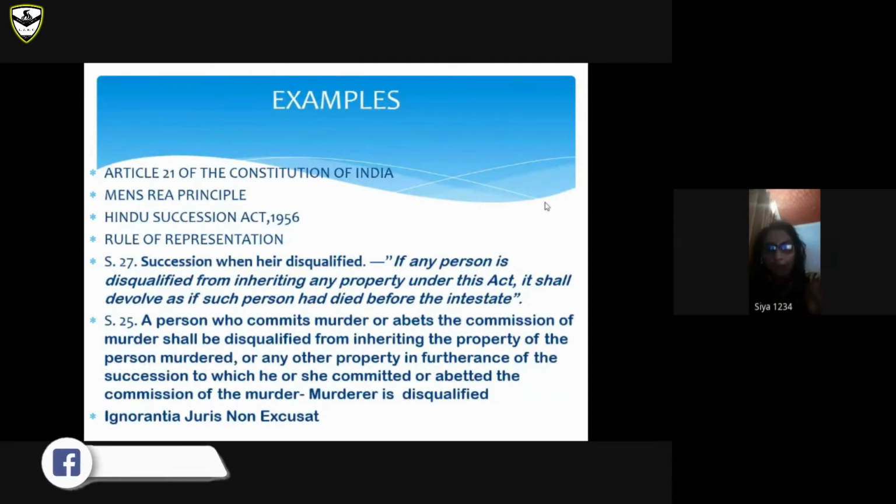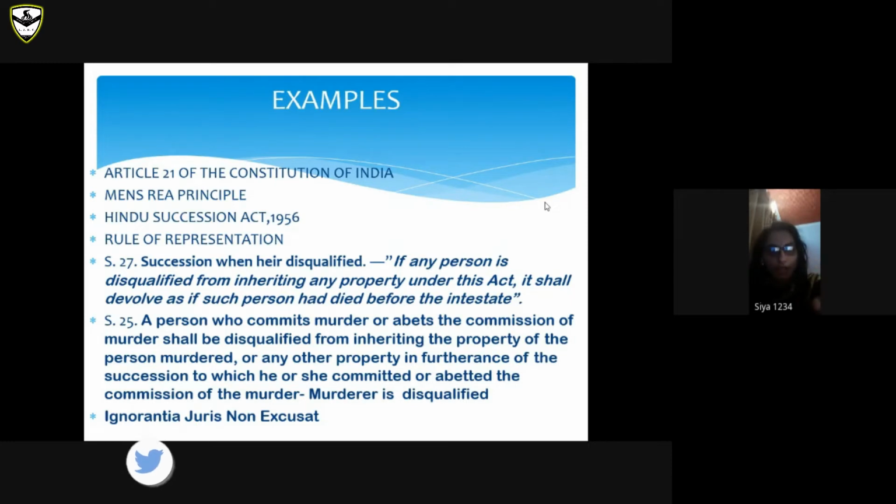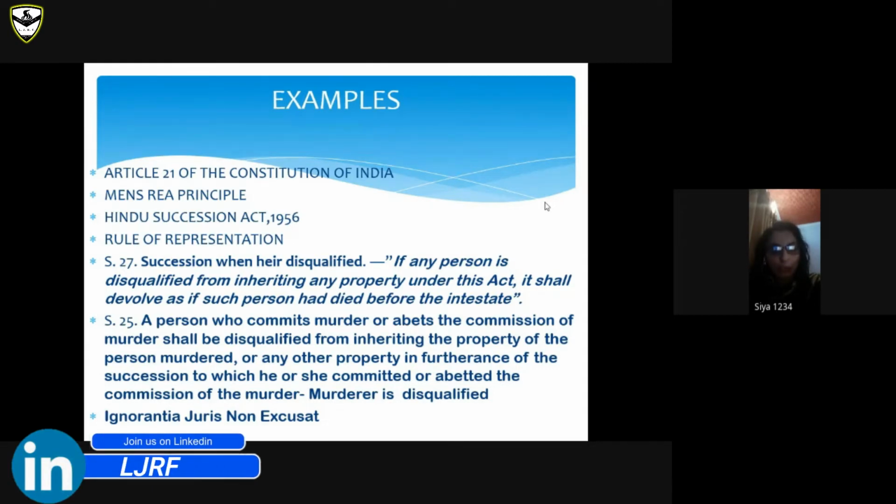We spoke about the rule of representation within the Hindu Succession Act. That is, if the father has died, who will get the property? His daughter or sons or his wife or his mother will get the property. Okay, according to Section 25, a murderer is disqualified. If the son intentionally murders or abets the murder of his father, then he is disqualified.